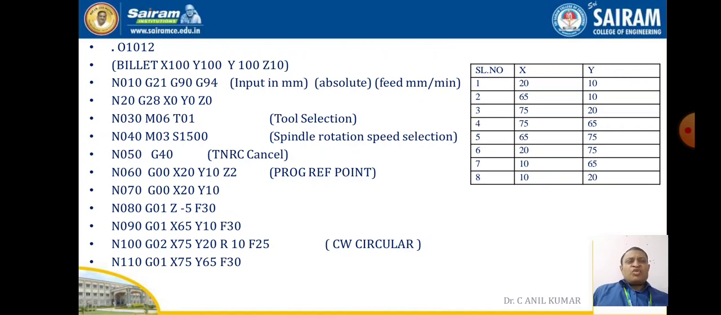If we move up, the starting point of the arc has X dimension 75 and Y dimension 65. After the contour, the next point towards the right side has X dimension 65 and Y dimension 75. As we move towards the left side, the first corner we get has X dimension 20 mm and Y dimension 75 mm.